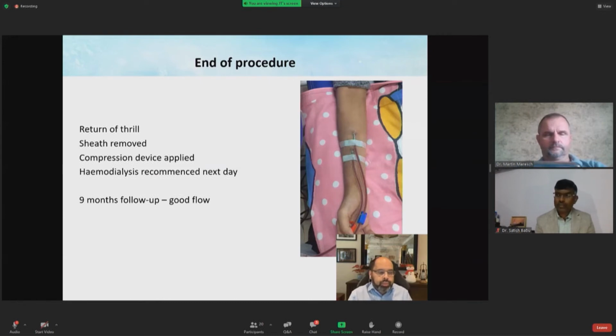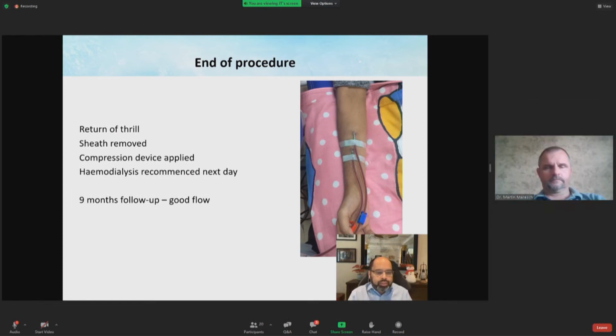Patient was commenced on hemodialysis the next day. This is a picture of the same patient having dialysis subsequently. We did a 9 months follow-up on the patient just clinically, and just measurements, and the patient had good flow in the fistula and had no issues.